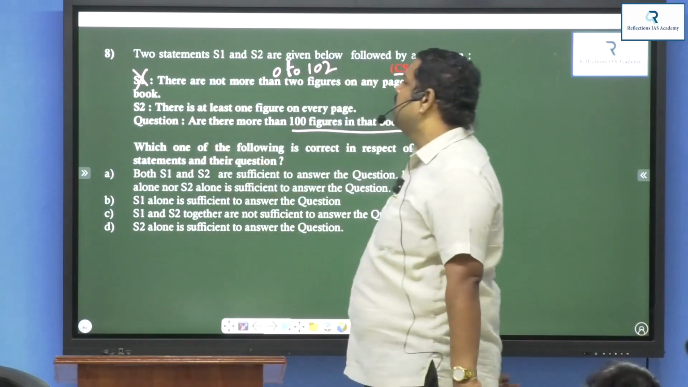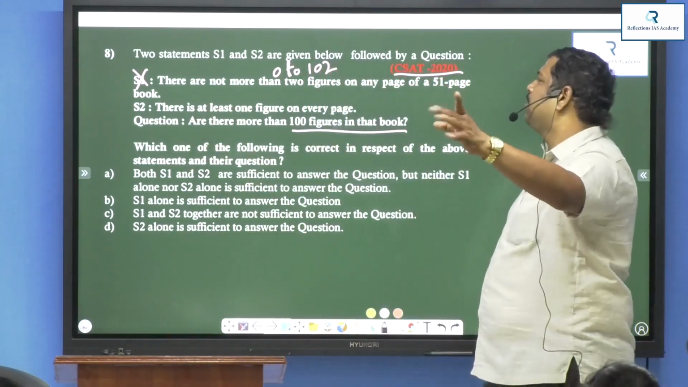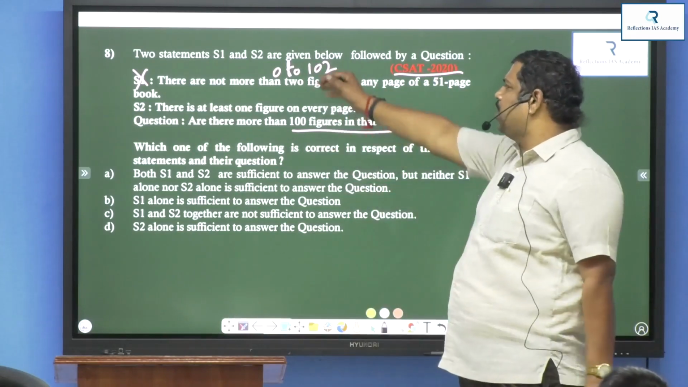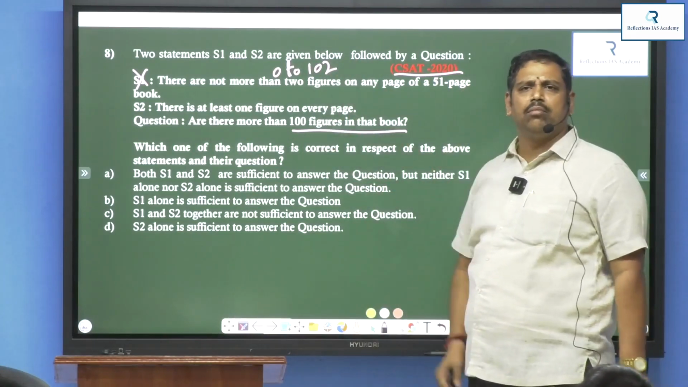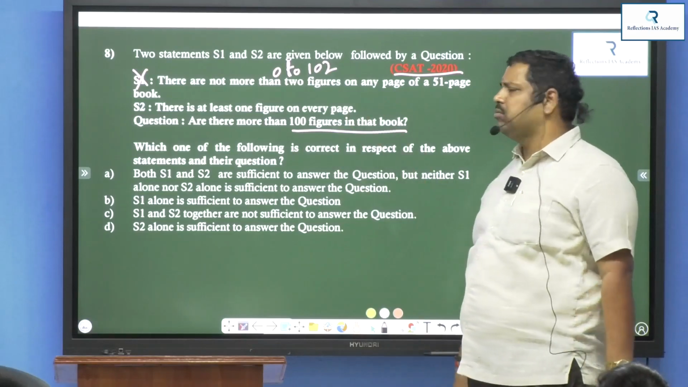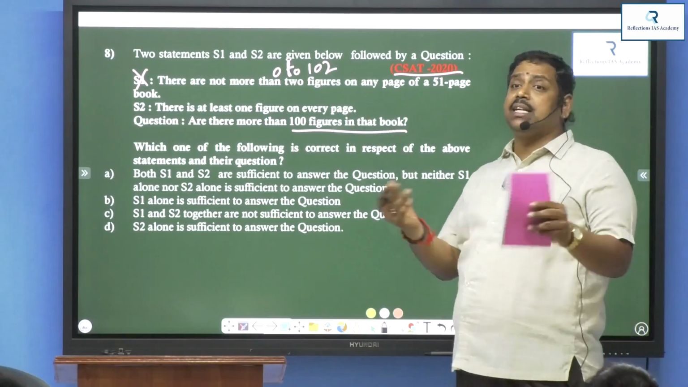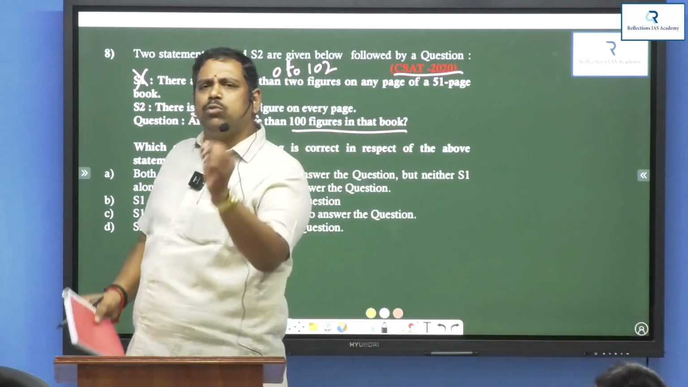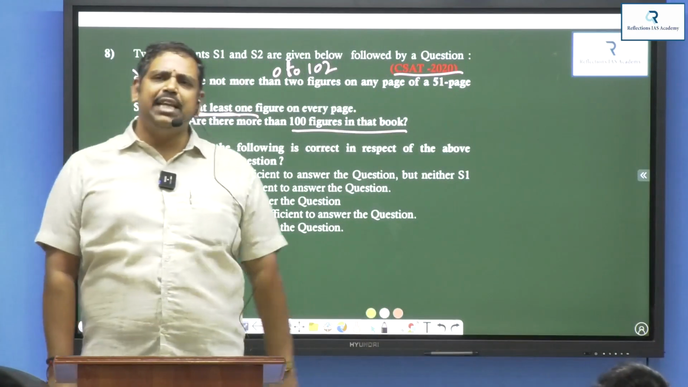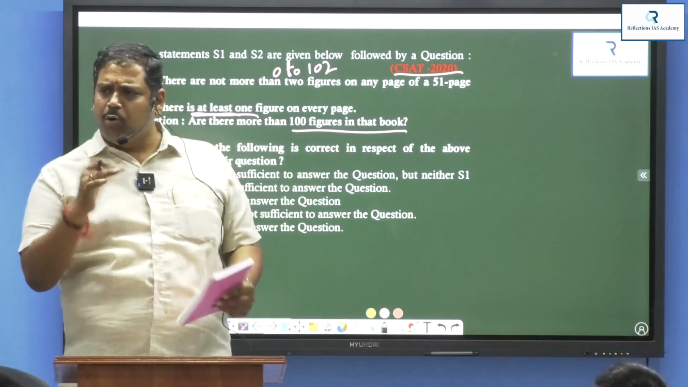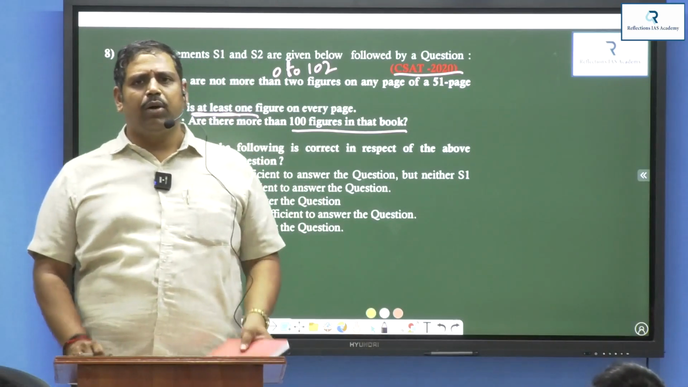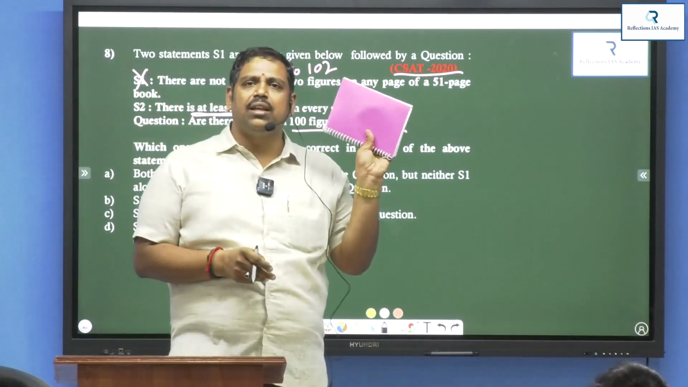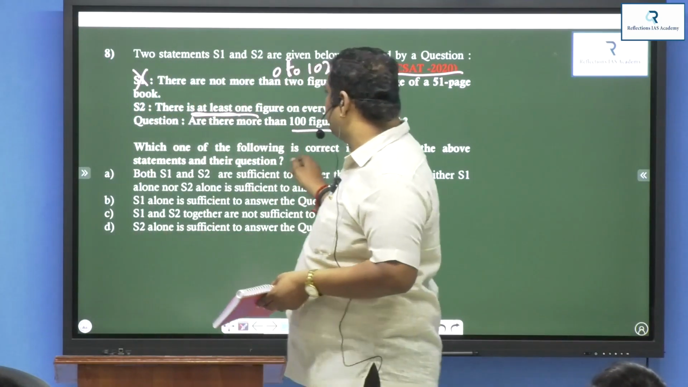Leave S1. S2: there is at least 1 figure on every page. Okay. So I am not thinking of S1, sir. Only S2 is there in my brain. Okay, sir, how many pages are there? I don't know. Every page has how many? At least 1. Sir, the book has only 10 pages, sir. Each page has only 1 image. At least 1 means 1 or more, right? Yes or no? Okay, suppose this is a 10-page book. Each page has only 1 image. Total how many images are there? 10. Means this is correct or wrong?